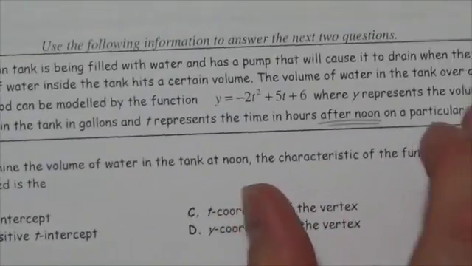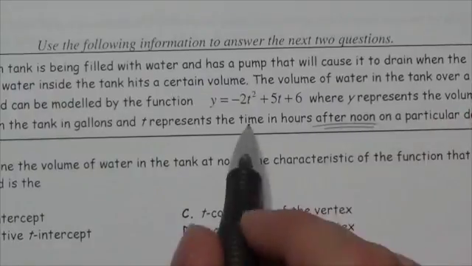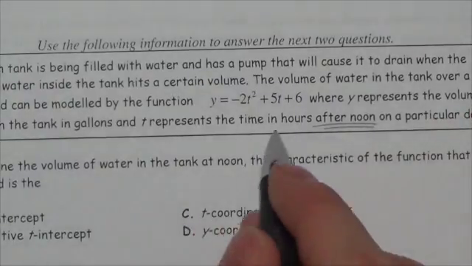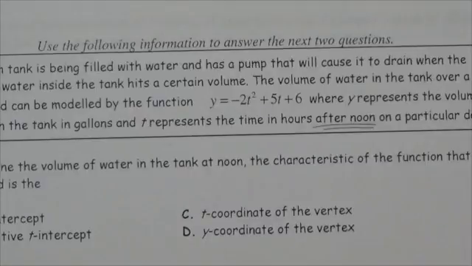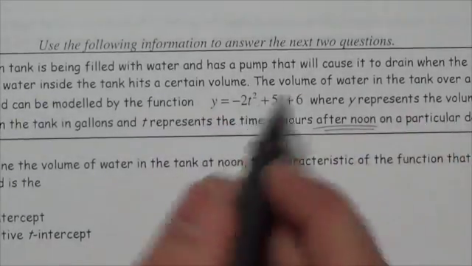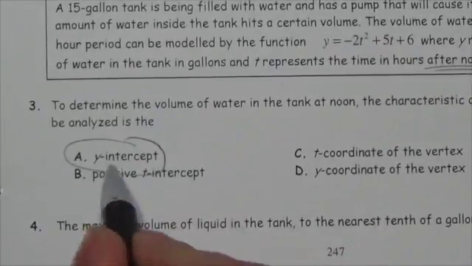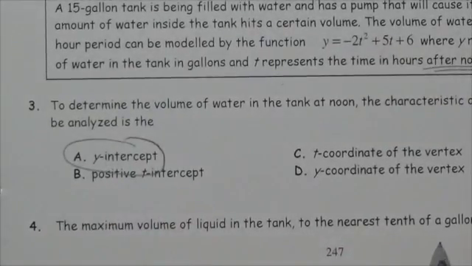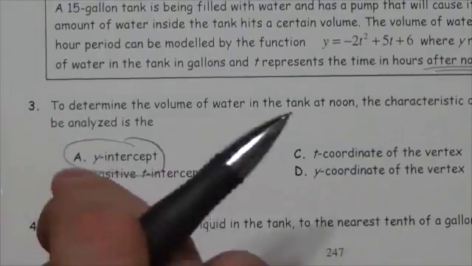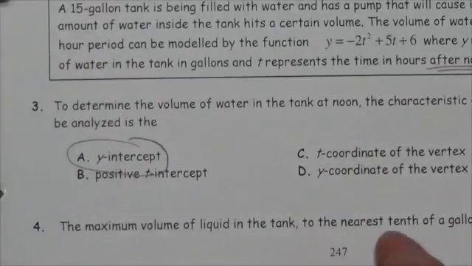So if we want to figure out the volume at noon, we got to think about how that relates to t here. Well, t is the hours after noon, so at noon the number of hours is going to be 0. So the t coordinate is going to be 0, meaning that we're looking for the y-intercept, and that's exactly it right there. We're looking for the y-intercept. Okay, so there we go. I was looking at all the other options there just to make sure that there was no kind of duplication there. That's what we're looking for.